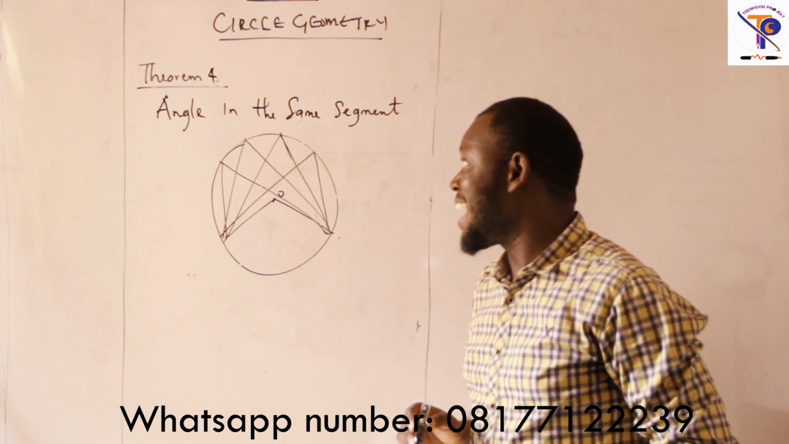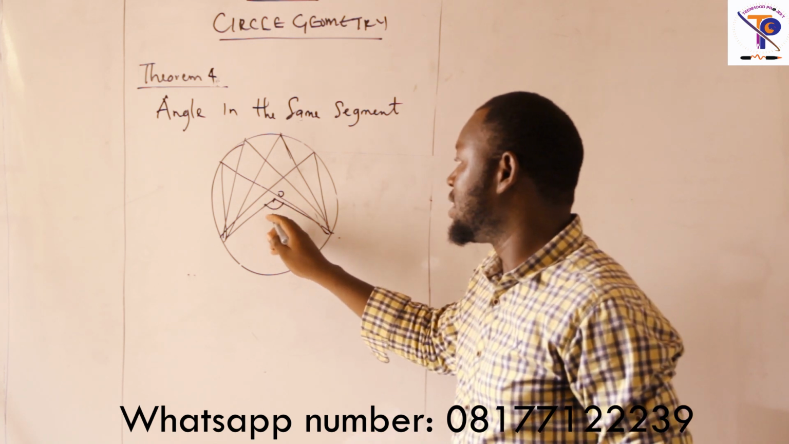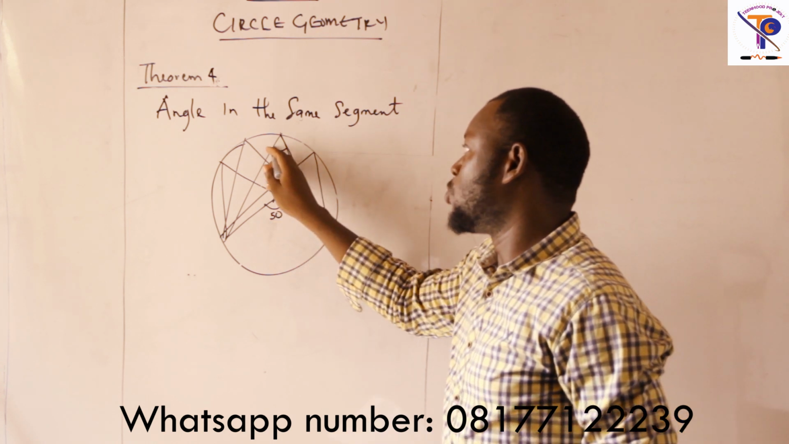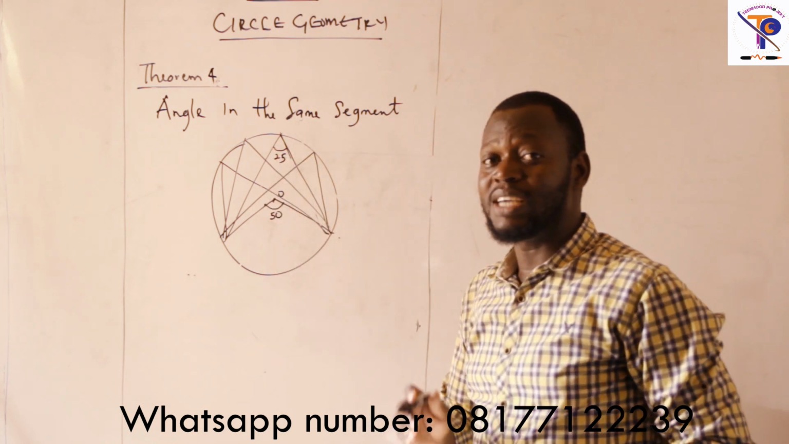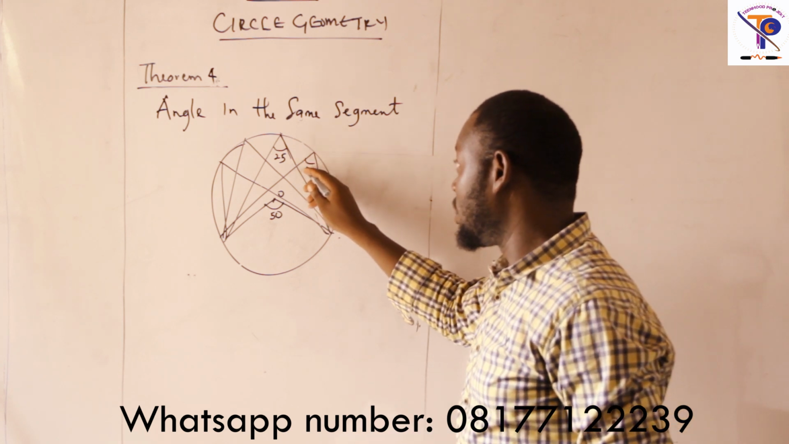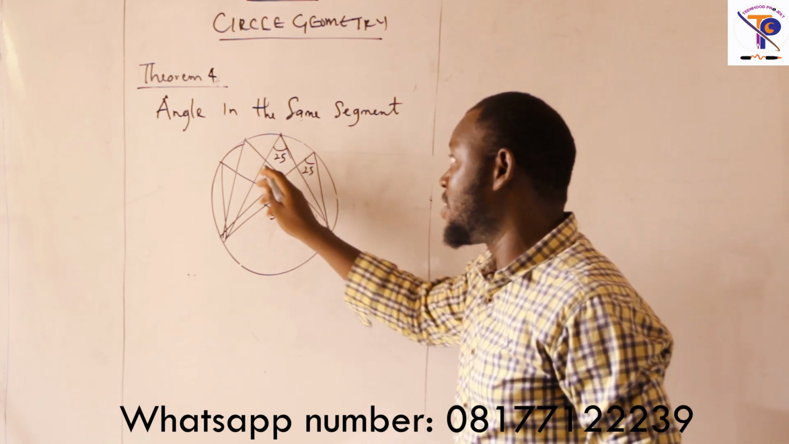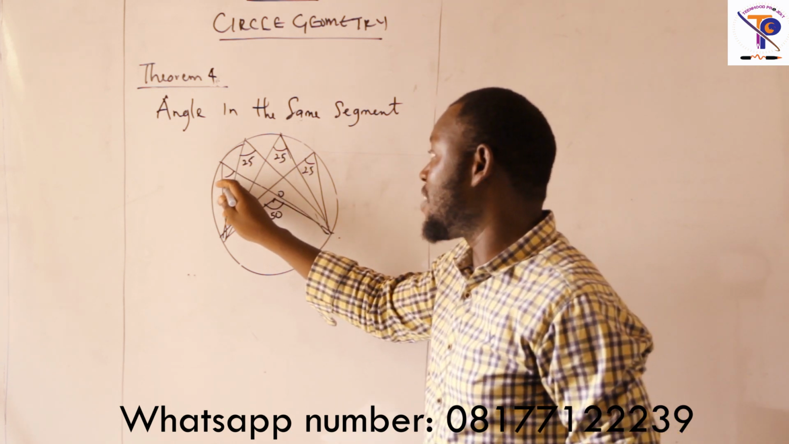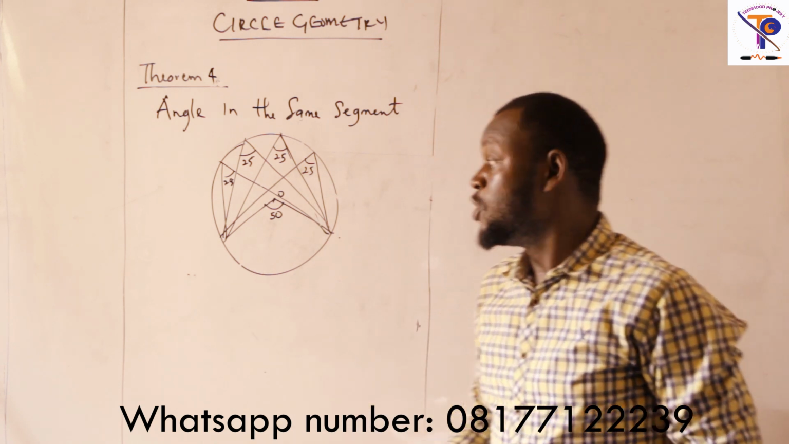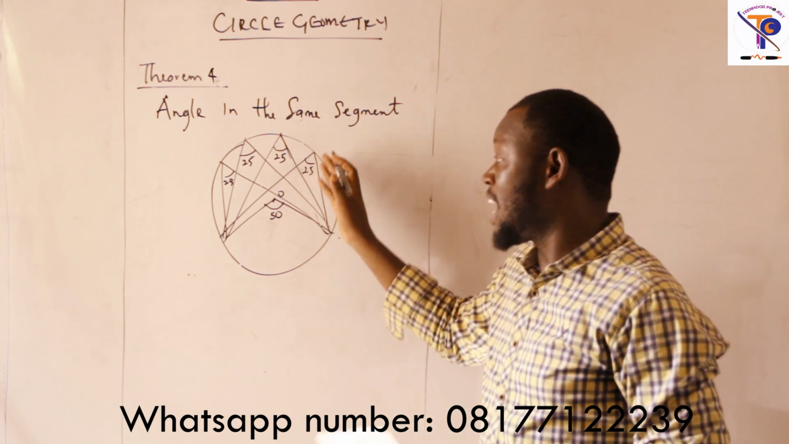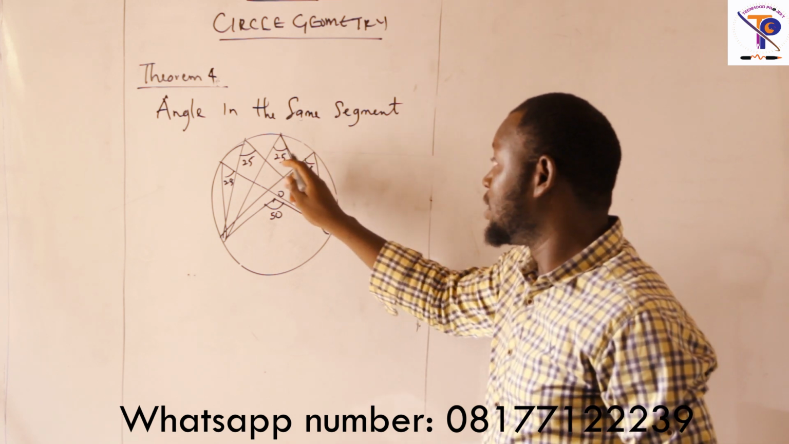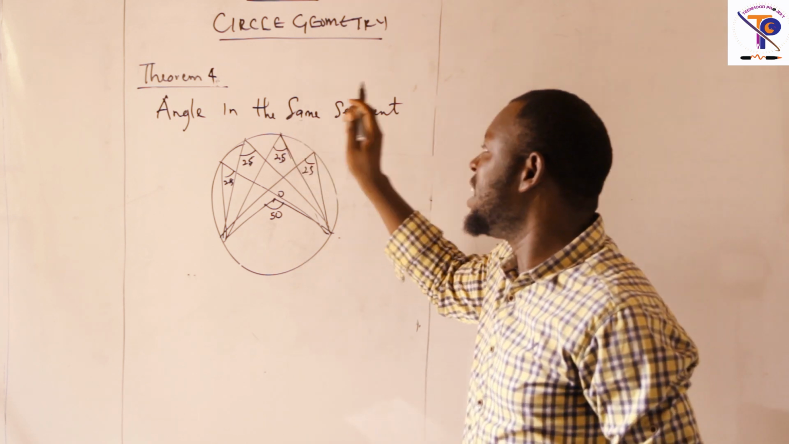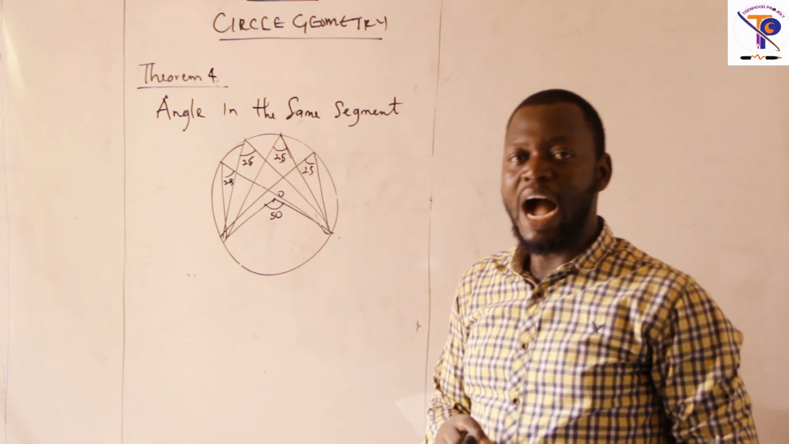So if this is what I have, definitely if this one is the angle at the center, if this one is 50, then this one is 25. Angle at the center is twice angle at the circumference. This is obviously 25. This is as well 25. And this is 25. So instead of us using this angle at the center, we can just say this one is equal to this, and this one is equal to this, and this one is equal to this now. So we call it angle in the same segment.